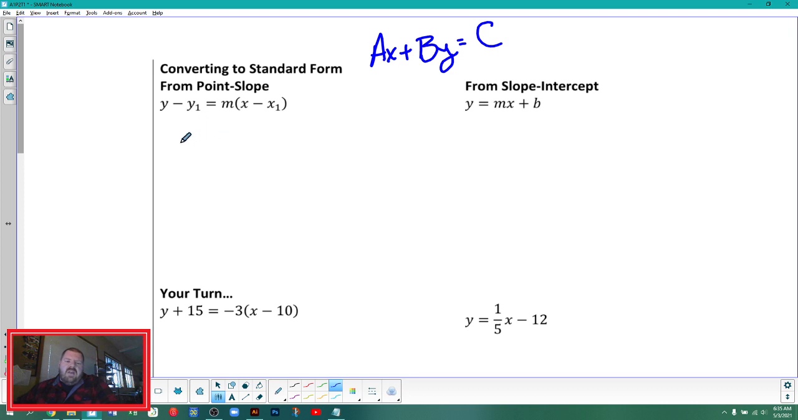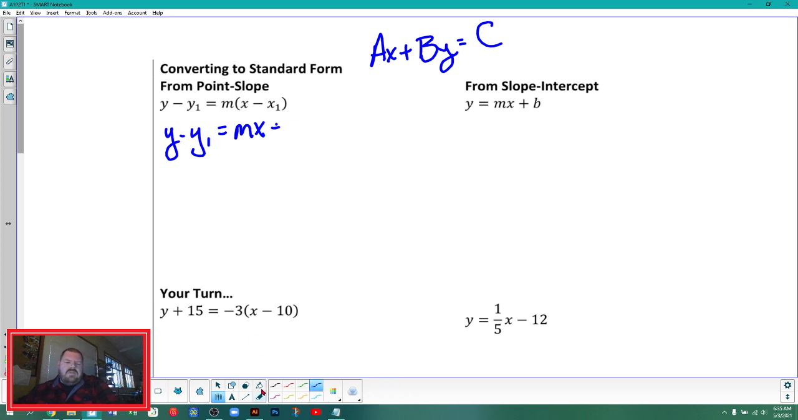But the first goal that I have is that I want to get x and y on the same side. For point slope form, it might be a little bit tricky because I'm going to have to start off by distributing.